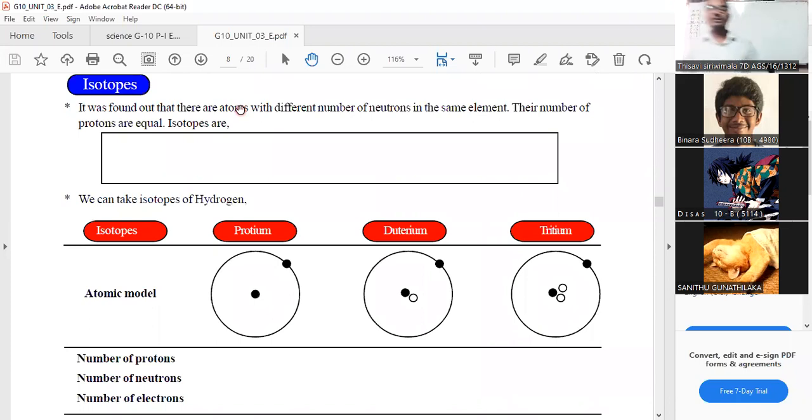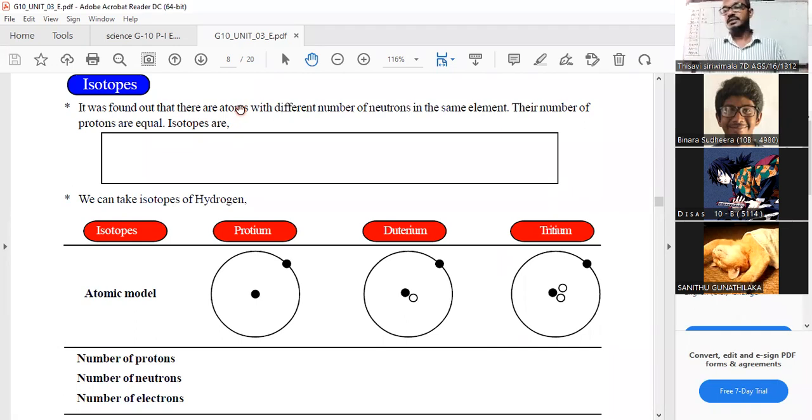Isotopes. So the meaning of the isotopes now is like this. Earlier, when John Dalton was talking about the atom, he said atoms of the same element are similar in all aspects. According to him, all the carbon atoms are 100% equal to each other. All the sulfur atoms are equal. But later, scientists discovered there are atoms of different nature in the same element. If you take a sample of carbon, there are different types of carbon atoms, right?